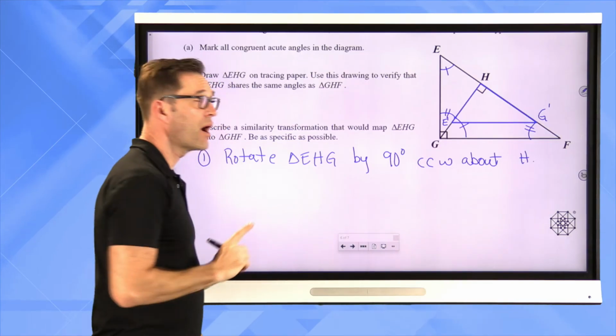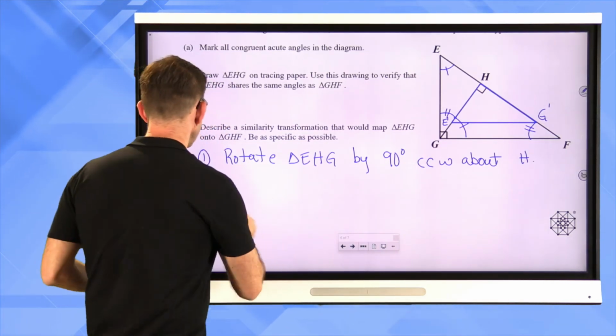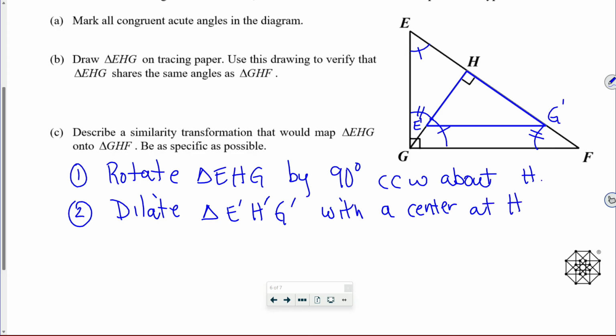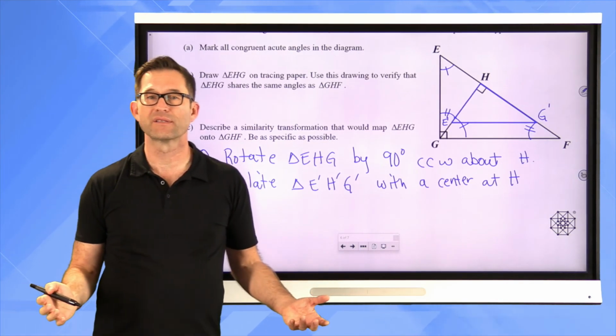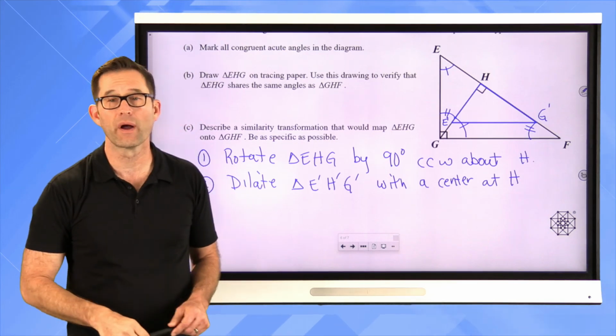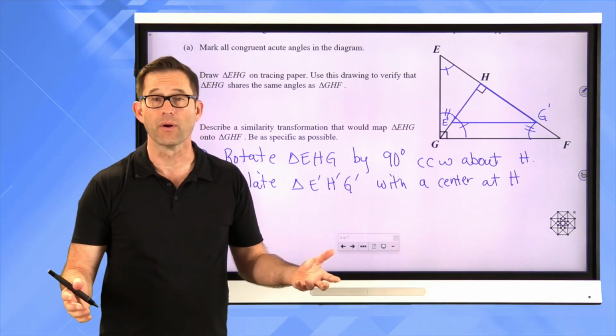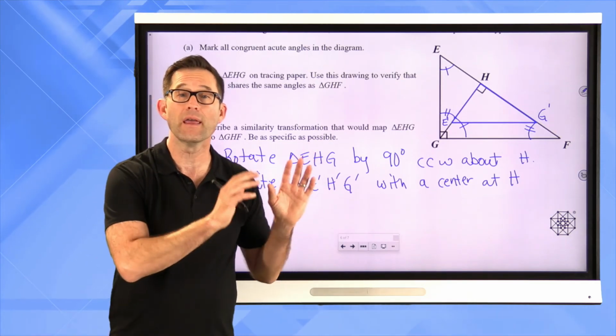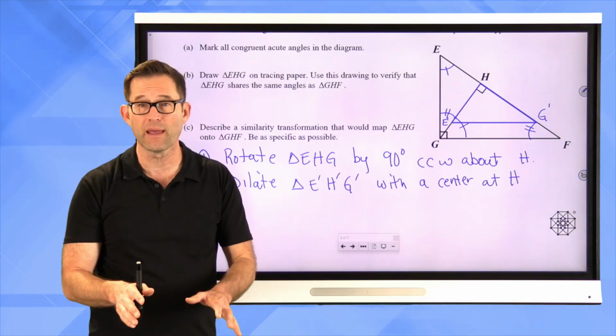All right, so now what do I want to do, right? I want to dilate it at this point. So I'm going to dilate triangle E prime, H prime, G prime, with a center at H. And then what should my scaling constant be? Well, I already know that the two triangles are similar by the angle-angle theorem. So my scaling constant simply needs to be the ratio of any image length divided by the pre-image length.